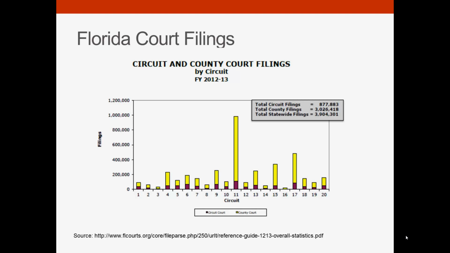As you will note by the box above this chart, the total county filings are over 3 million, while the circuit filings are 877,883. As you can see, the county court filings are much greater than the circuit court filings in any given year.